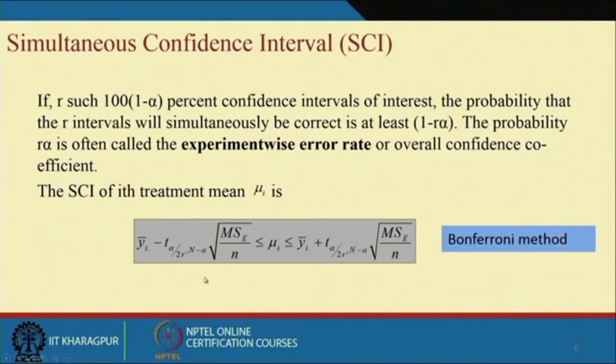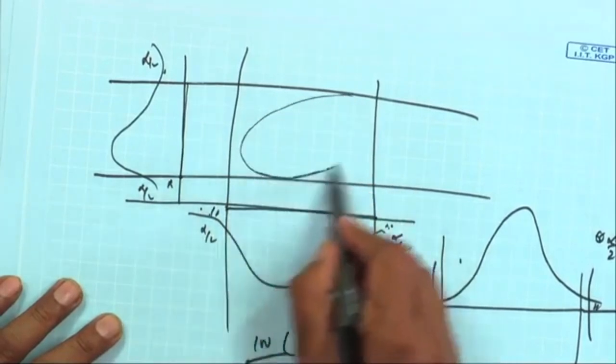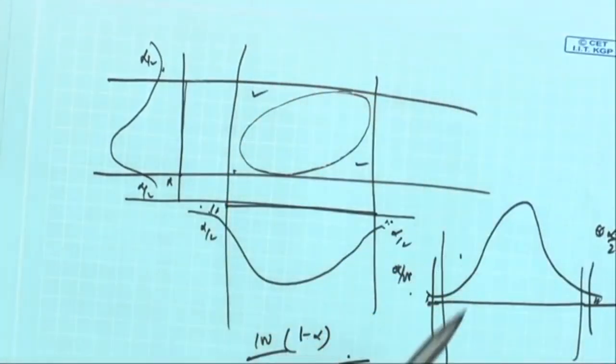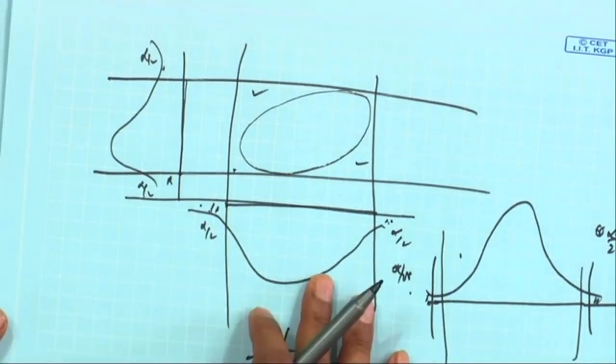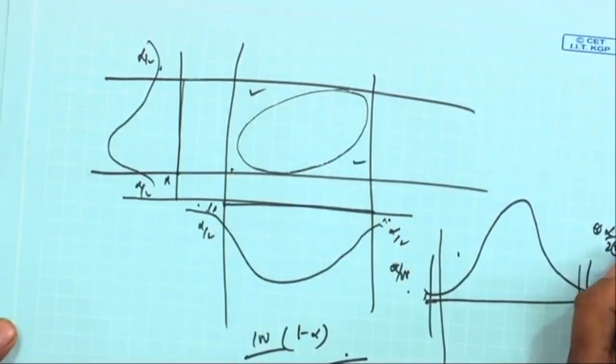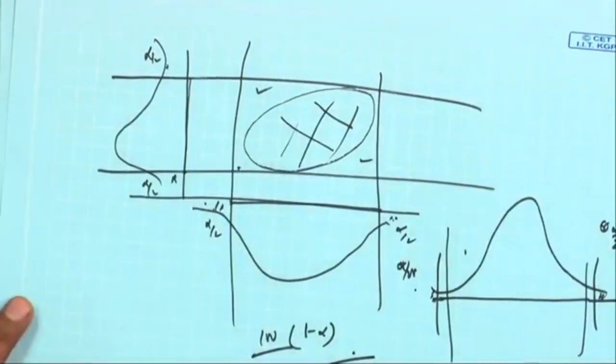So, this Bonferroni approach keeps everything as it is, only t alpha by 2r when you have r number of comparisons. This is known as simultaneous confidence interval. This is an individual confidence interval, this is another individual confidence interval, and the simultaneous one may be like this. That means collectively it is an ellipse kind of thing. In order to take care of this portion, you are dividing by r, and ultimately, when you multiply, you will be able to cover this zone, the ellipsoid level. So, this is the formula.